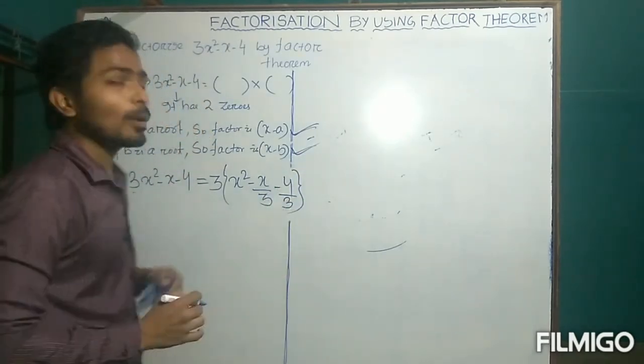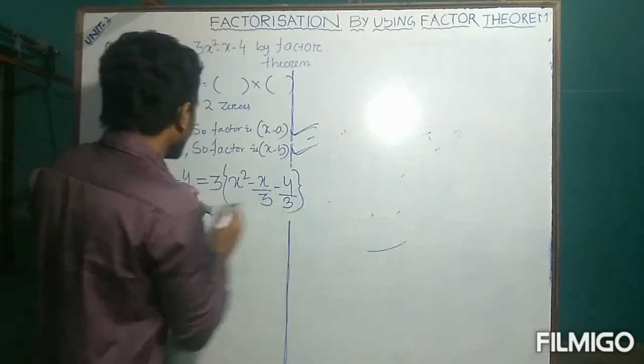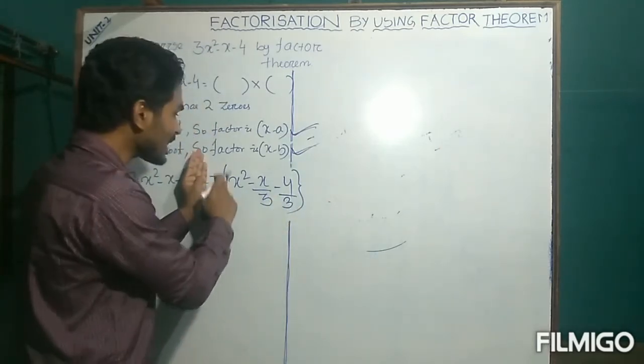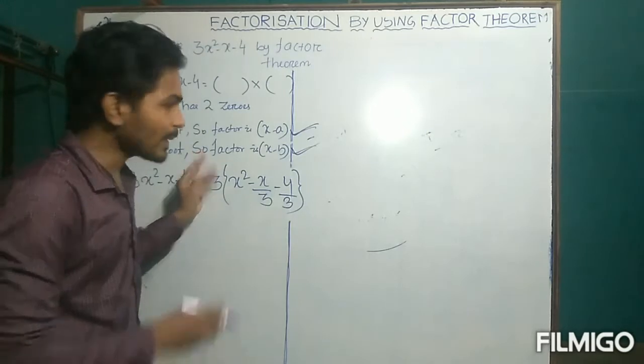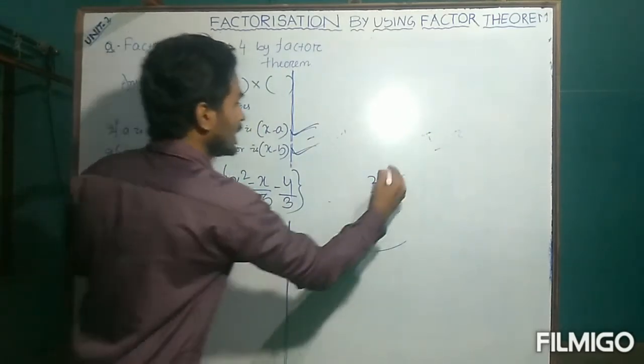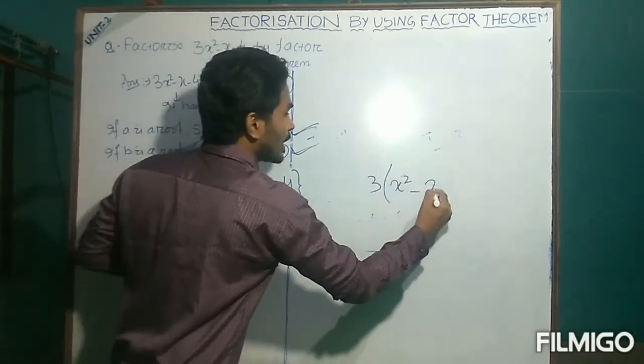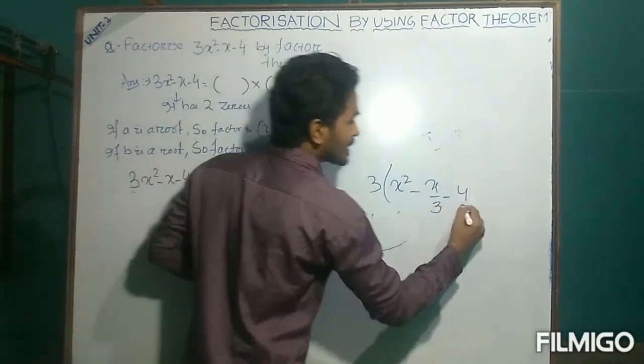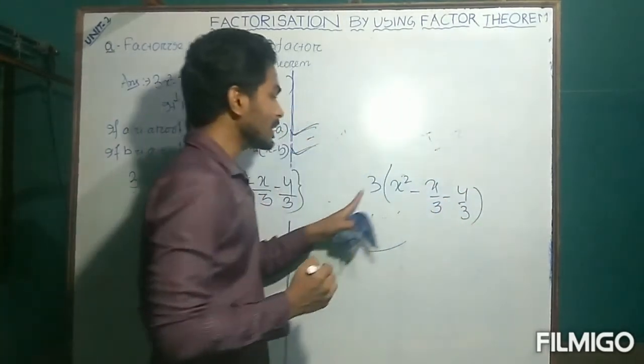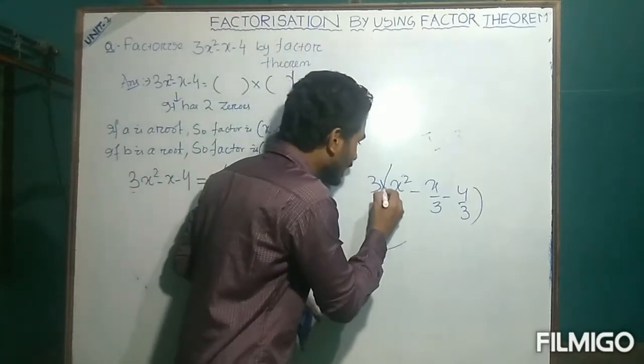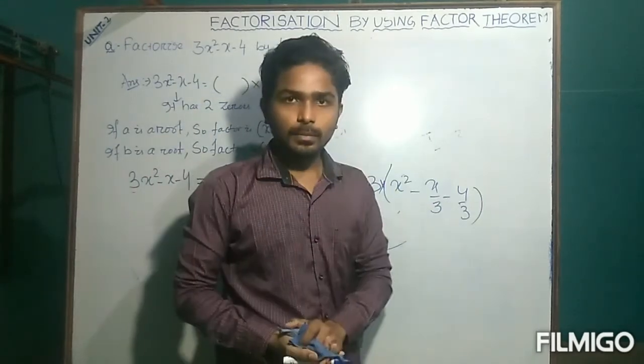Why am I doing that? See, suppose 3 is taken as common from all three terms. Now I am writing this here: 3 whole into x square minus x by 3 minus 4 by 3. So 3 is taken as common. That means 3 is multiplied with all these terms.